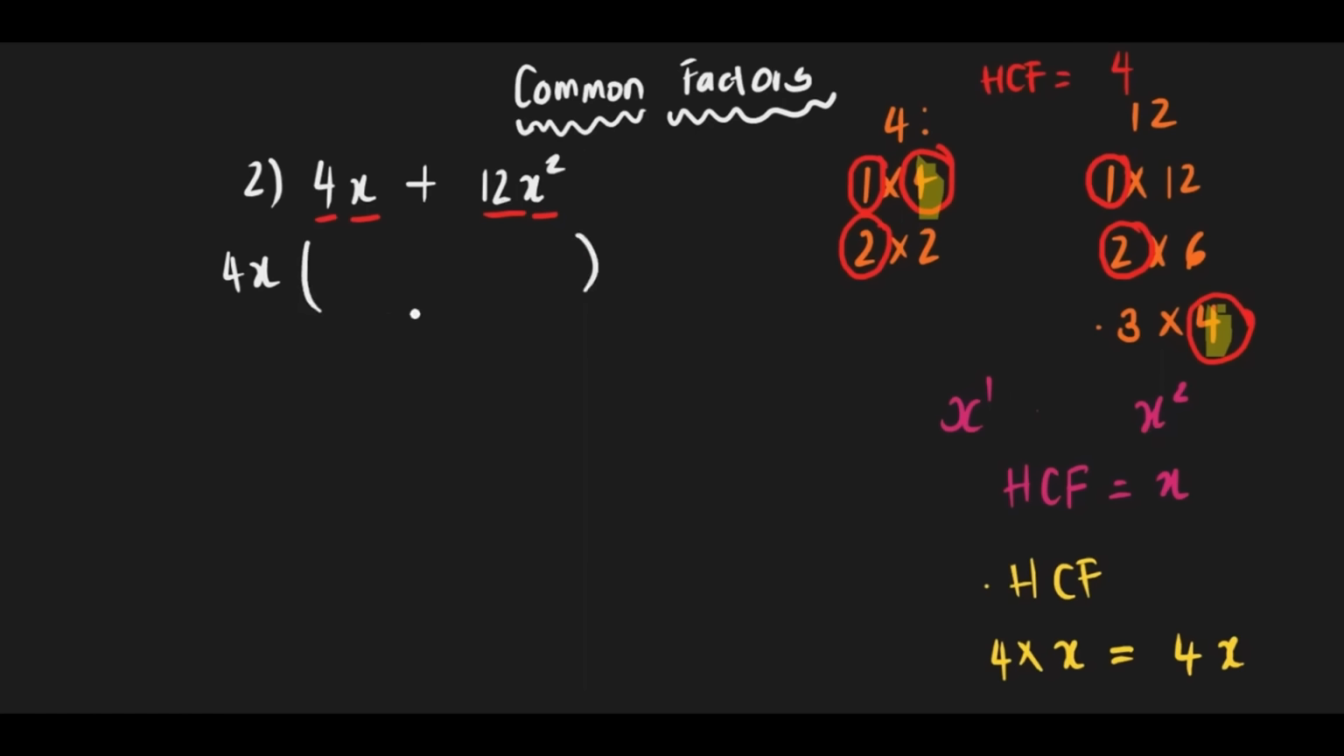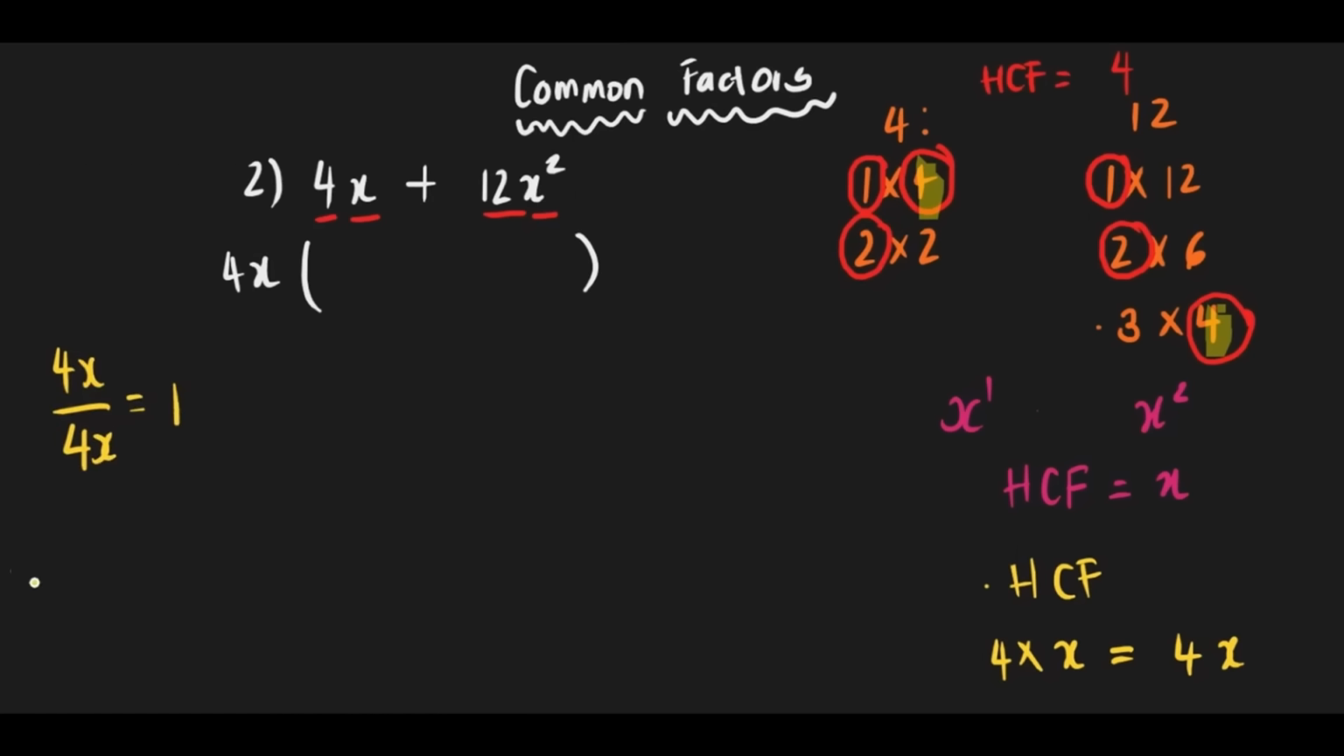Then we need to find each term that comes inside the bracket, right? So to do that, we're going to take each term and divide it by what? Divided by our common factor, right? So we're going to say 4x divided by 4x. 4x divided by 4x is going to be equal to 1.